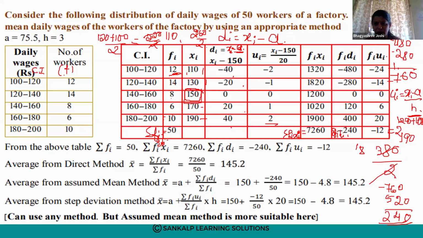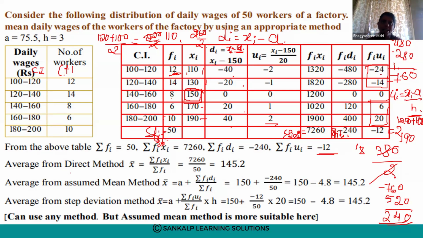Next, sigma Fi Ui. Here also do the same thing. First, we'll add these two numbers, then add these two numbers, then subtract. Then you will get sigma Fi Ui, that is minus 12. So this topic is based on calculations. From the above table, sigma Fi is 50, sigma Fi Xi is 7260, sigma Fi Di is minus 240, sigma Fi Ui is minus 12.